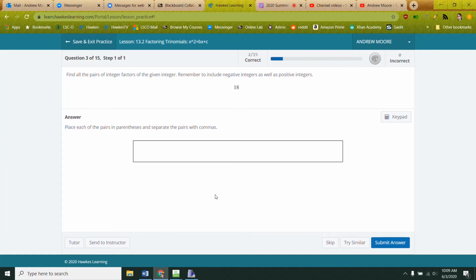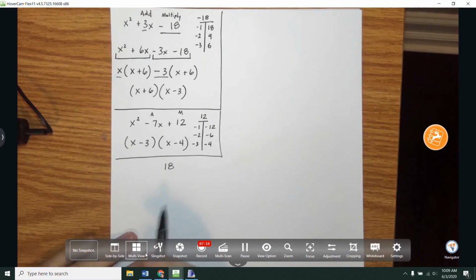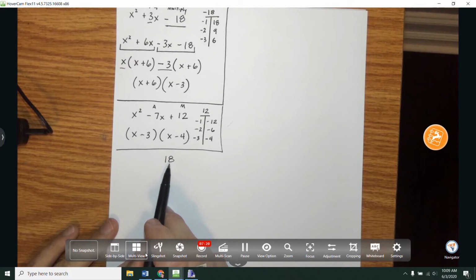Find all the pairs of integer factors of the given integer. Remember to include negative integers as well as positive integers. That's really important.